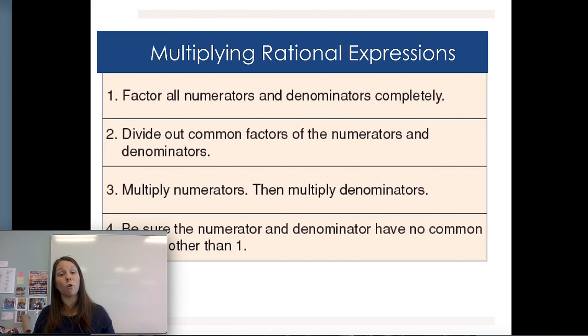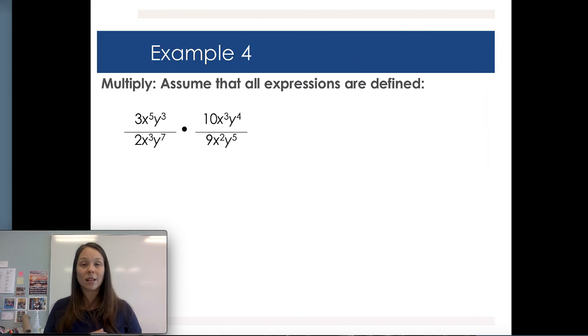So really what we're doing here in steps 1 and 2 is we're simplifying our rational expressions. Once they're in simplified form, let's multiply straight across, multiply numerators, multiply denominators, because that's how you multiply fractions. Then just double check that you don't have any new common factors, and if you do, divide them out, and if you don't, then you're all done. So let's give this a shot.